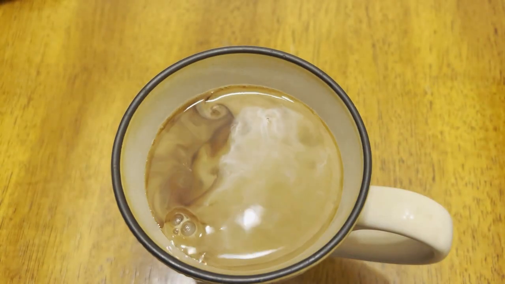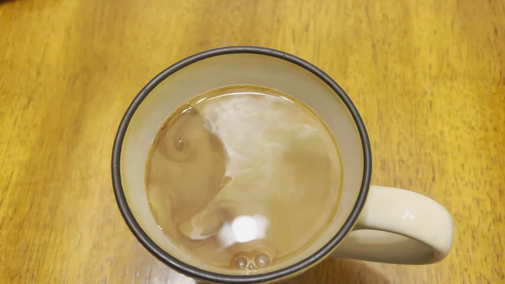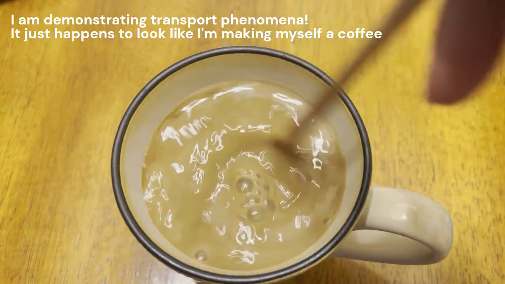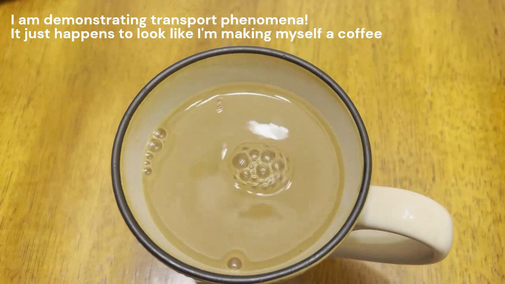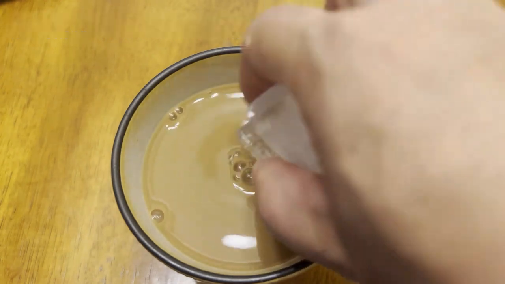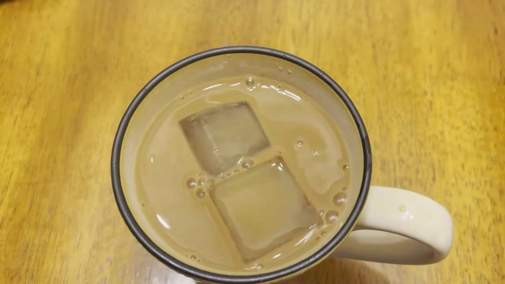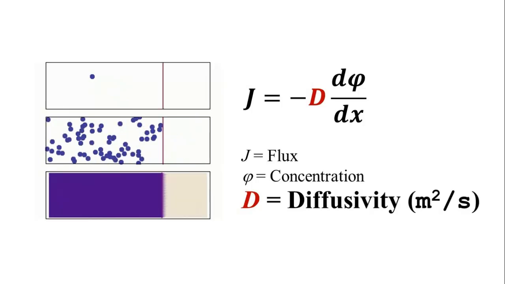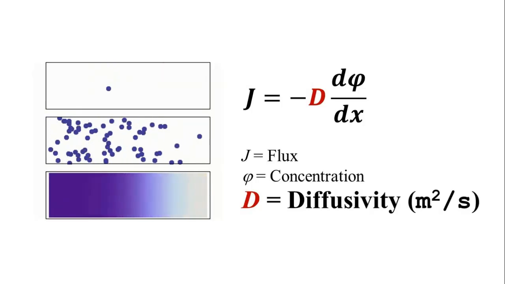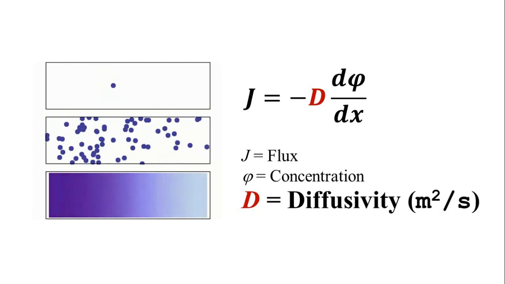Suppose you're learning about the physics of heat and mass transport. You know, stuff like diffusion, fluid flow, or heat conduction. When learning about molecular diffusion, you'll encounter a property called diffusivity, which is what I want to talk about in this video.